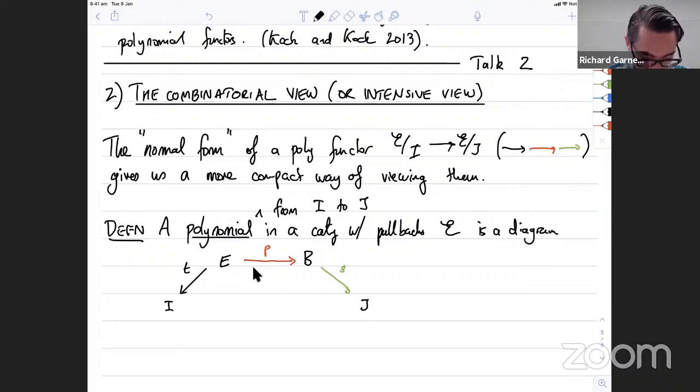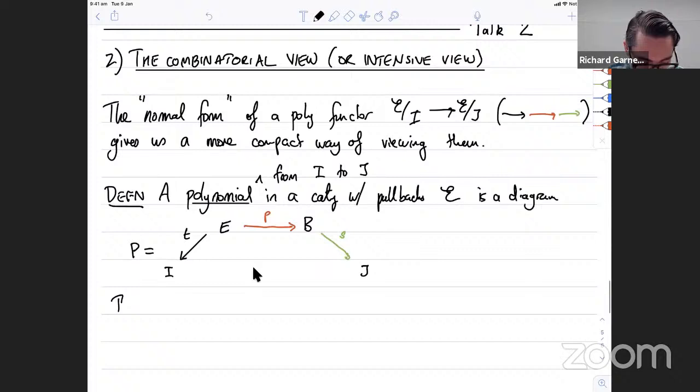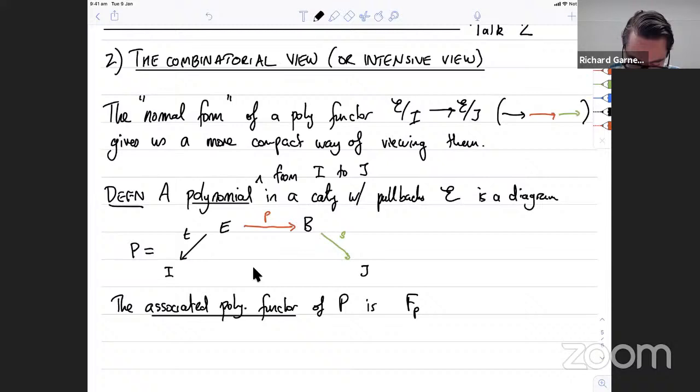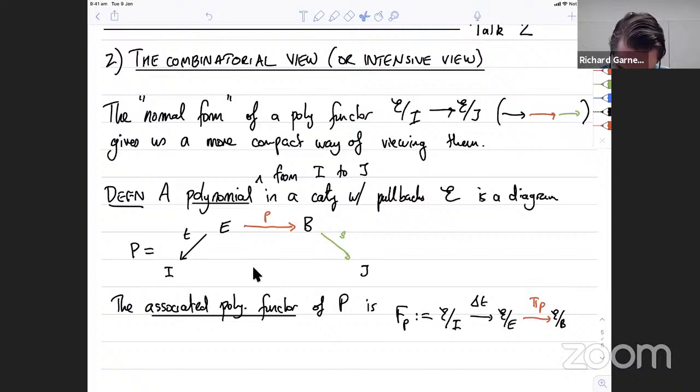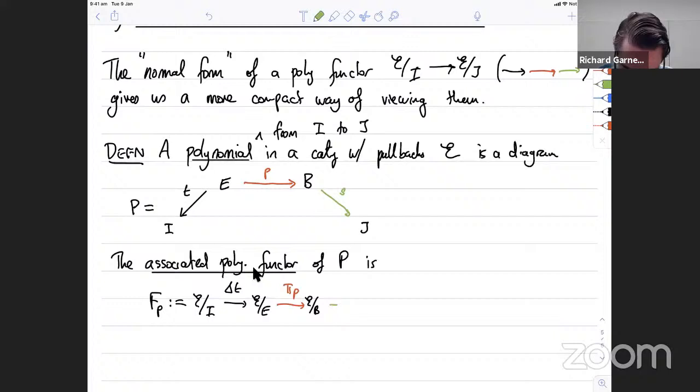Okay. And so if I call this diagram P, then the associated polynomial functor of P is FP, which is defined to be: I start in E over I, I do a delta T, taking me into E over E. Then I do a pi P, taking me into E over B. And then finally, I do a sigma S, taking me into E over J. Okay? And so the point is that this diagram captures all possible polynomial functors, at least to within isomorphism, and that's all we particularly care about at the moment.